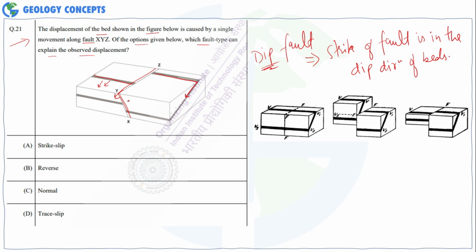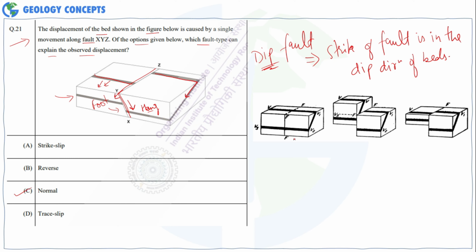Now there are two methods by which you can actually say whether it's a normal, reverse or strike slip fault. So if you just look at this cross section, you can easily say that it's a normal fault, because this is your foot wall and this is your hanging wall, and the hanging wall has moved downwards with respect to the foot wall. You do not need to look at the map view, it's just given to confuse you. So the correct answer here will be normal, which is quite evident from the cross section.